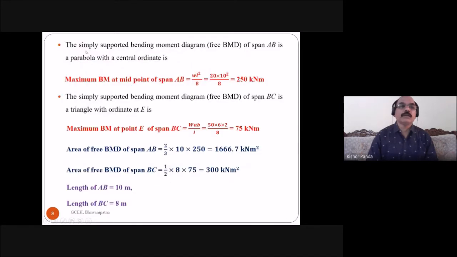Here you see the simply supported bending moment diagram of span AB is a parabola with a central ordinate of 250 kilonewton meter, which I have already explained. Then the simply supported bending moment diagram of span BC is a triangle with ordinate at E equal to WAB by L. So this is 75 kilonewton meter.